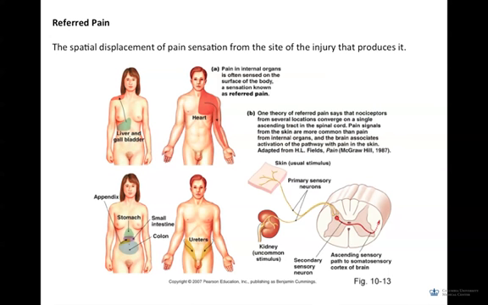Another aspect of pain is something called referred pain. Now, referred pain is defined as the spatial displacement of pain sensation from the site of injury that produced it. And we can think of referred pain as being primarily visceral pain, so a painful stimulation coming from a visceral organ, and instead of us feeling it exactly where the organ is, oftentimes the pain is felt as some sort of pain on the surface of skin, okay, or the surface of the body.